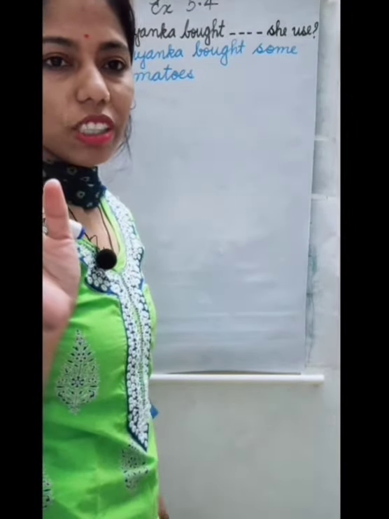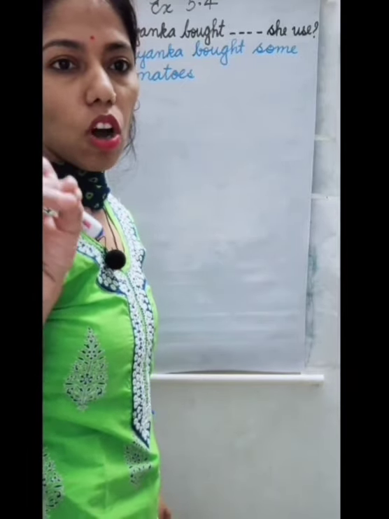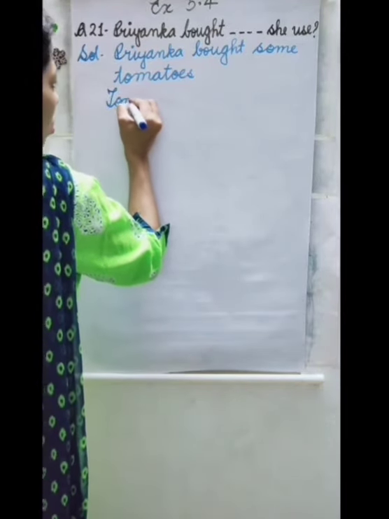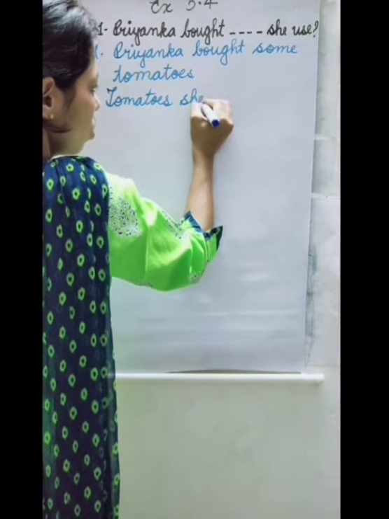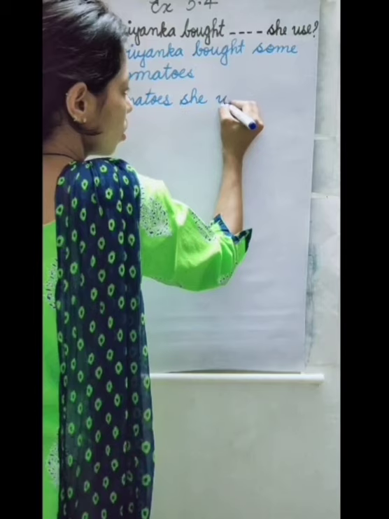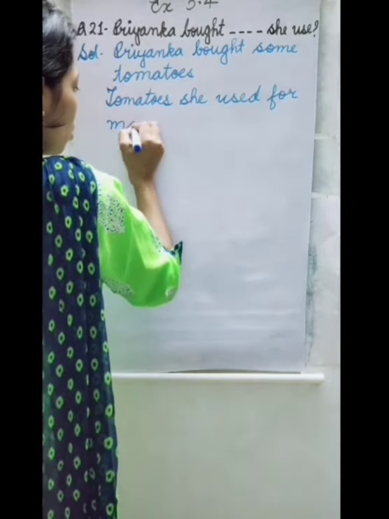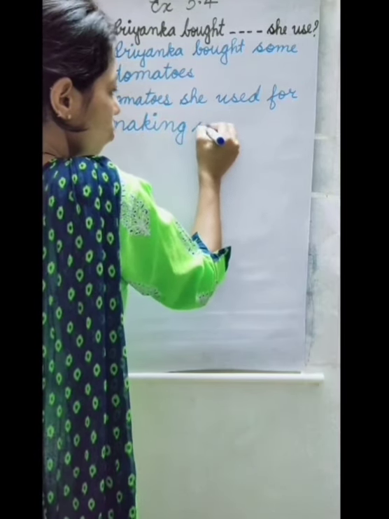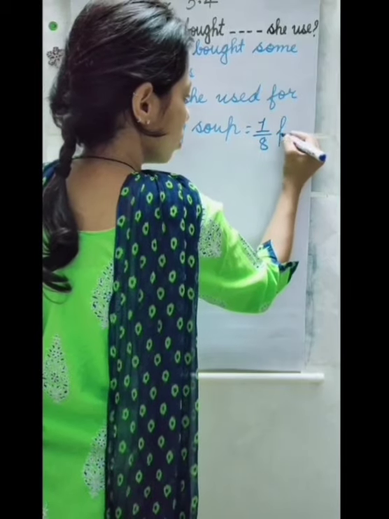And the second information is she spent 1/8 part of these tomatoes on making soup. So the tomatoes she used for making soup is equal to 1/8 part.